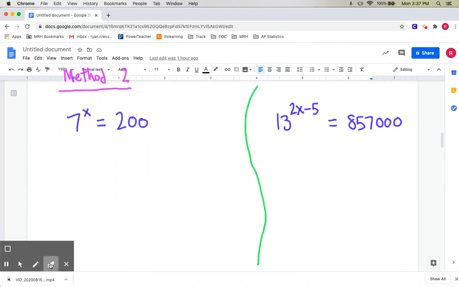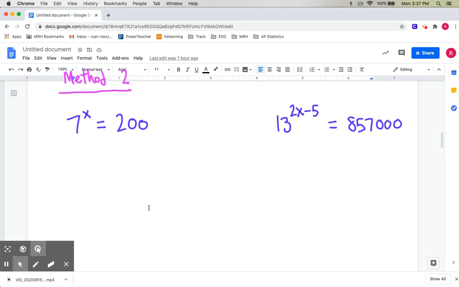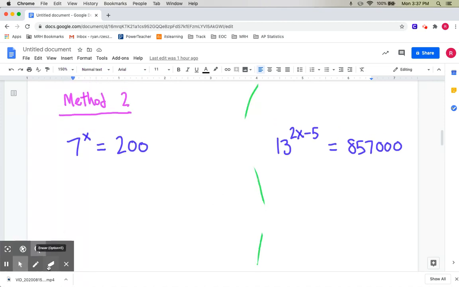Sometimes, no matter how hard you try, you aren't going to be able to make the bases into the same number. 7 and 200 just aren't parts of the same power family, no matter how hard you want them to be. So we need a different strategy. Method 2 is going to be using the log stuff that we've been learning about in the past couple lessons. So method 2 uses logs.